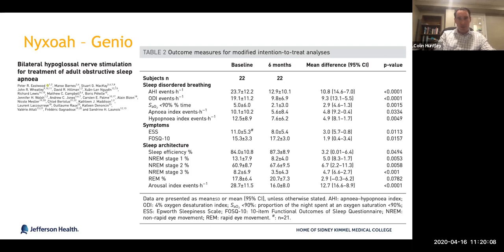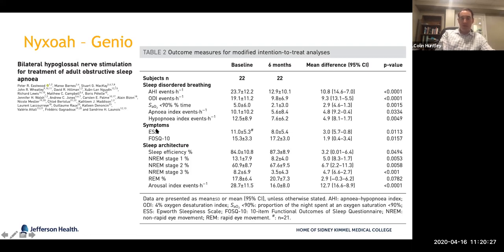So just point out a couple main points here. You see significant decline in the apnea-hypopnea index. So they started with a population with moderate apnea, about 24 events an hour, and dropped to about 13, so able to get them into the mild category. And when we look at the p-value, that was significant.